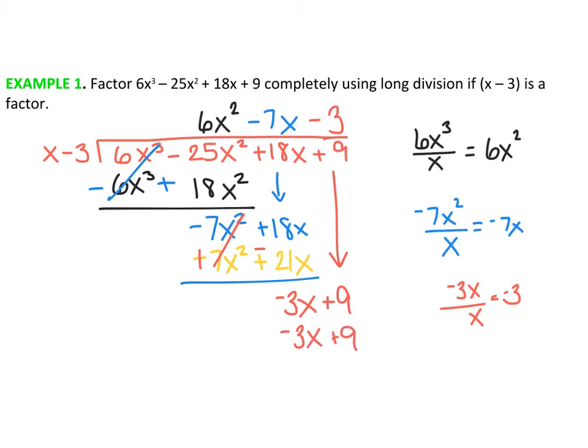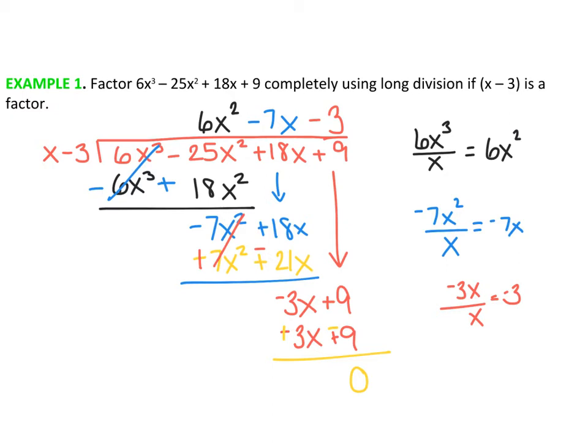Final step, to subtract means change my signs and add, and I get 0, which I knew from the start I should because my remainder was going to be 0 because x minus 3 is a factor. Now, so first I did my long division.